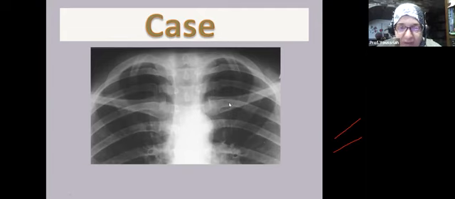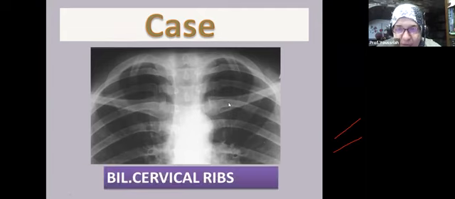This again is a cervical rib. So this is bilateral cervical rib. Again, a cervical rib does not reach the clavicle. And if it reaches the clavicle, it reaches the medial aspect of the clavicle.